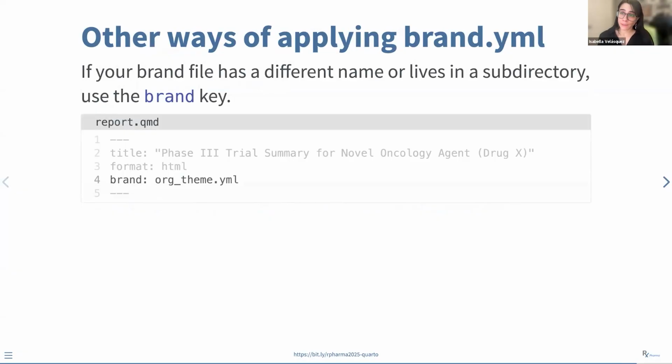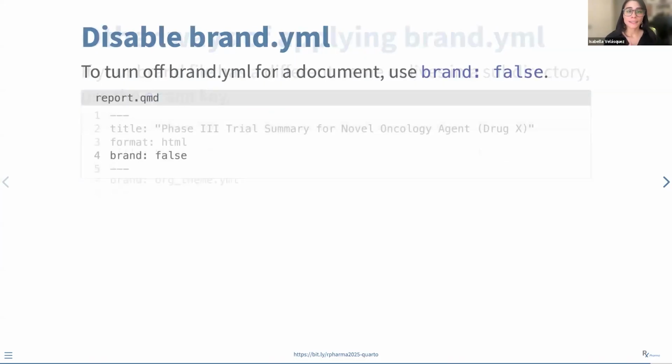If you don't want to call it _brand.yaml, the file, you don't have to. You can change its name, but you would have to refer to it, or if it lives in a subdirectory, you would just have to add the brand key to your YAML heading so that Quarto knows where to look. And say there's a specific file in your Quarto project that you're not interested in having with your brand, you can also specify brand as false.